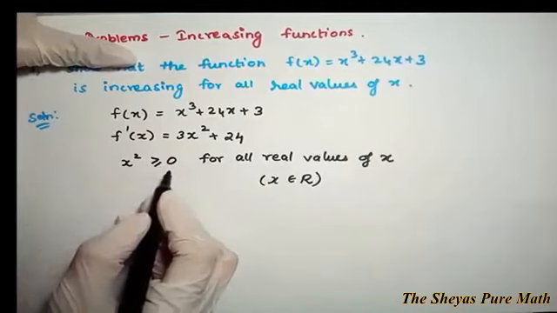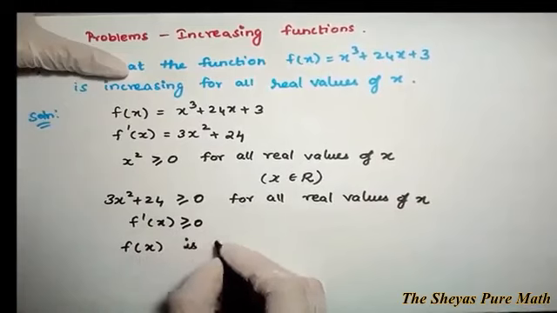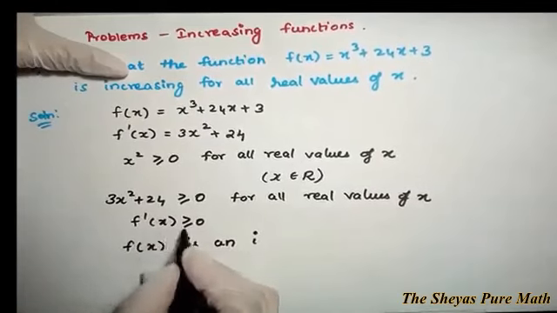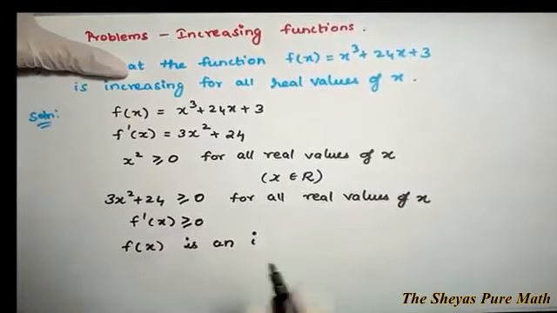The inequality is satisfied. If x square is greater than or equal to 0, then we can conclude that 3x square plus 24 is greater than or equal to 0. So what is this? F dash of x. So f dash of x is greater than or equal to 0 for all real values of x. Therefore, we can conclude f of x is an increasing function because the condition is f dash of x greater than or equal to 0.